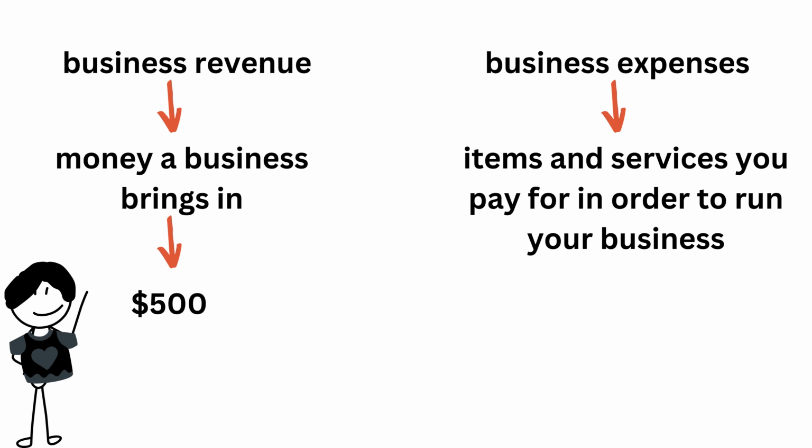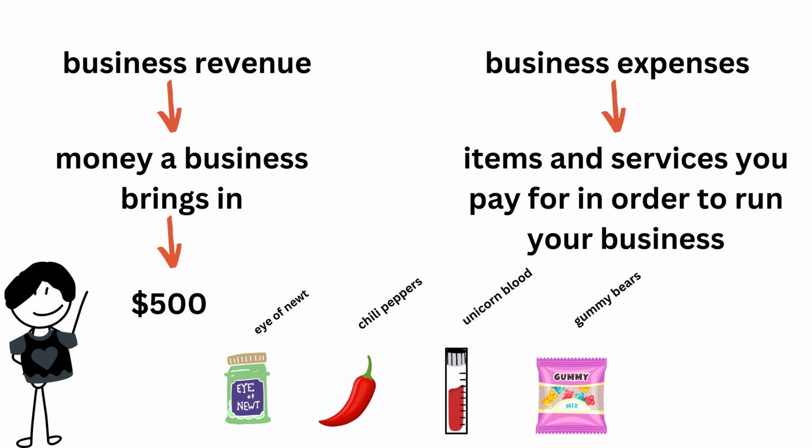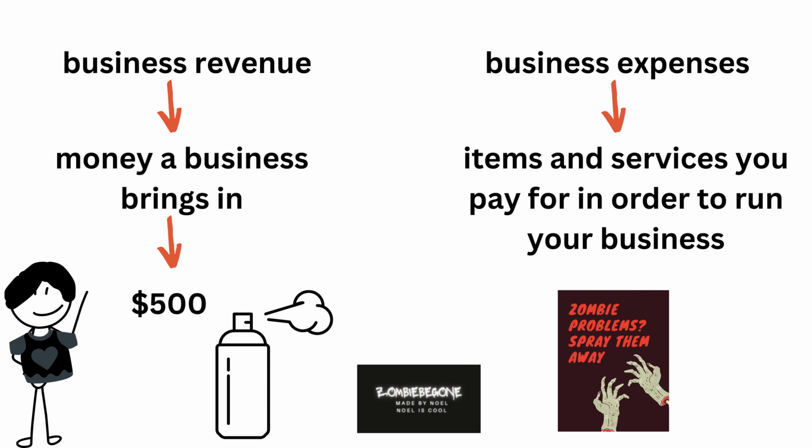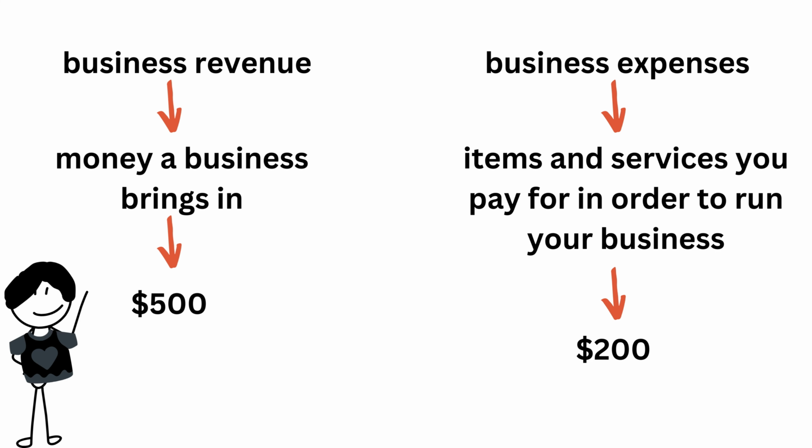Business expenses are the items and services that you pay for in order to run your business. Noel has to buy ingredients for the zombie repellent, as well as containers, labels, and marketing materials. These are all business expenses. It all adds up to $200. Their business expenses for the month are $200.